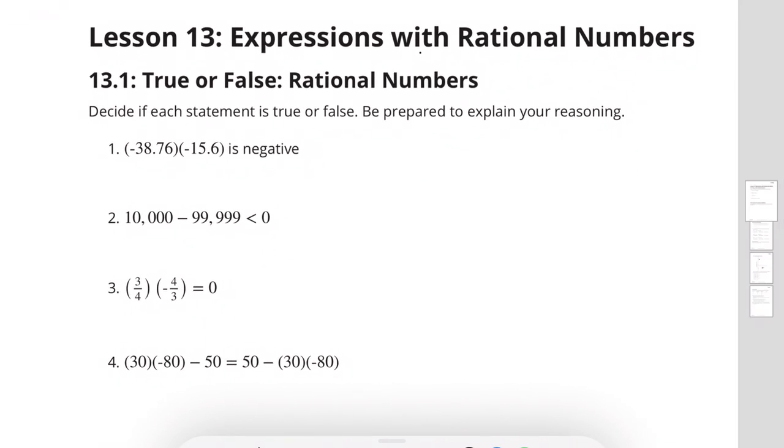Lesson 13, Expressions with Rational Numbers. On 13.1, you're deciding if each statement is true or false. Number 1, negative 38.76 times negative 15.6 is negative. Would that be true or false? Okay, so that should be false, because negative times negative would be positive.